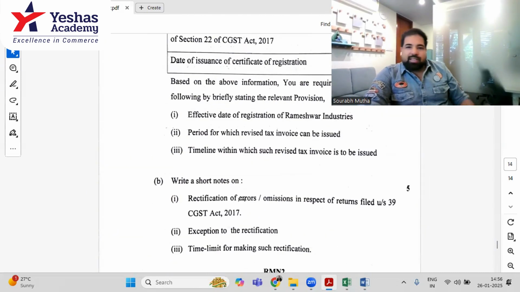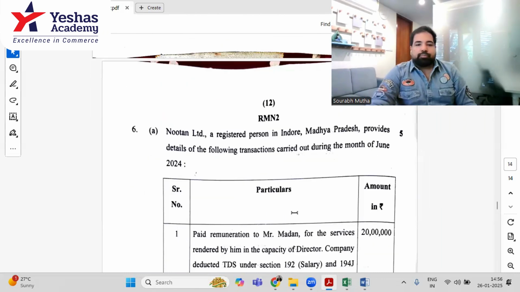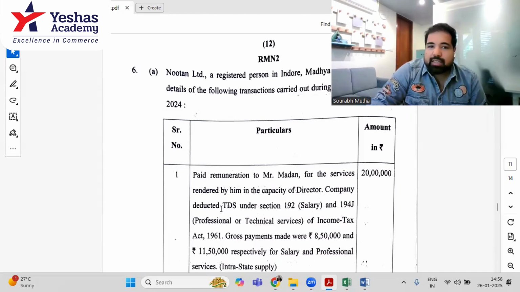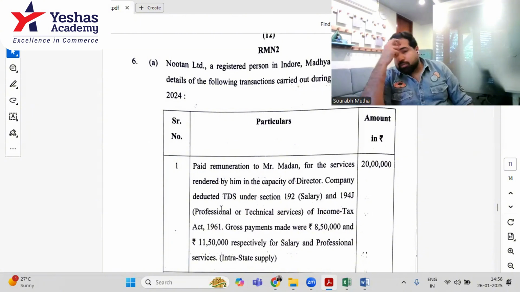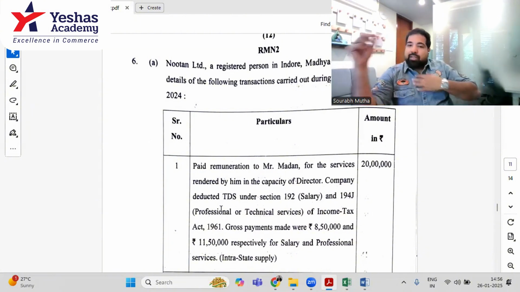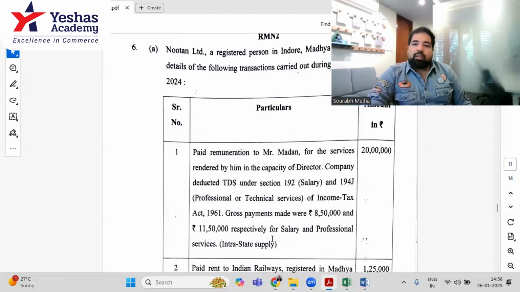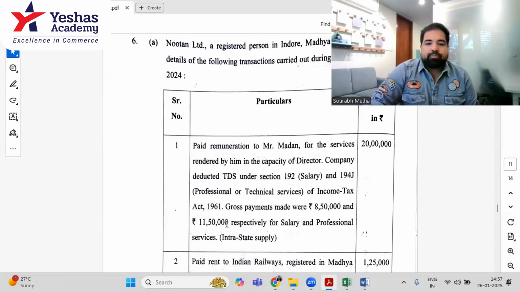So let's first look at 6 and 7, which we are more confident about. Let's go to the sixth one. This is paid remuneration for the services of a director. This is under RCM or FCM. We'll have to see when you pay a director. Guys, remember, we have seen that when you pay a director other than salary, there is GST under RCM. So here you paid salary also. On 8 lakh 50, there is no GST. On 11 lakh 50, there will be GST under RCM.